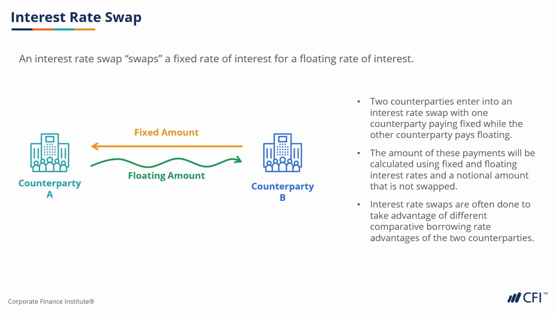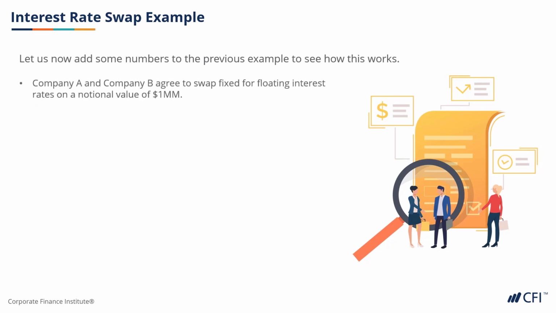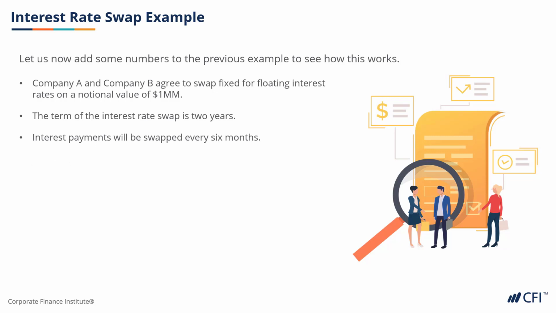Let's now add some numbers to the previous example to see how this works. Let's imagine Company A and Company B agree to swap fixed for floating interest rates on a notional value of $1 million. Let's assume the term of the interest rate swap is 2 years, with interest payments being swapped every 6 months. The fixed rate will be set at the start of the swap, and that's set at 5.25%.